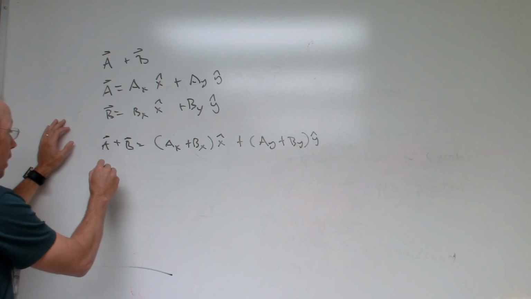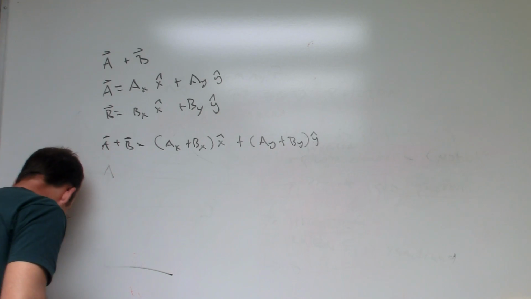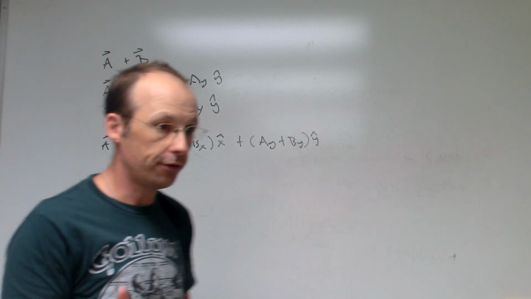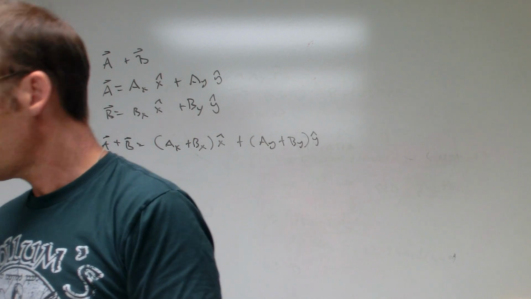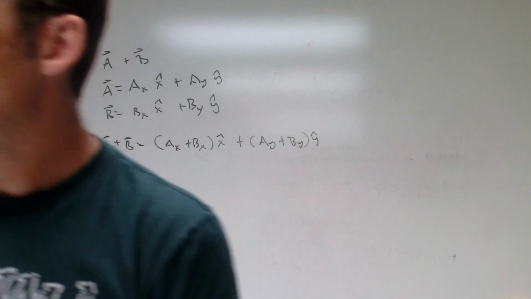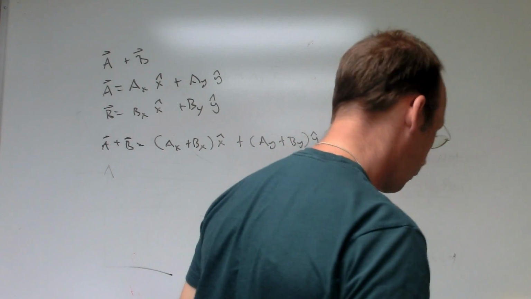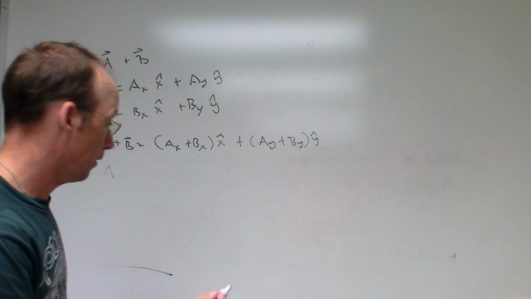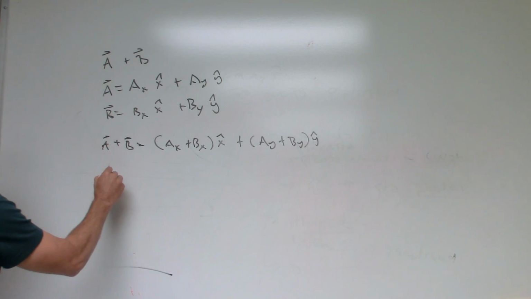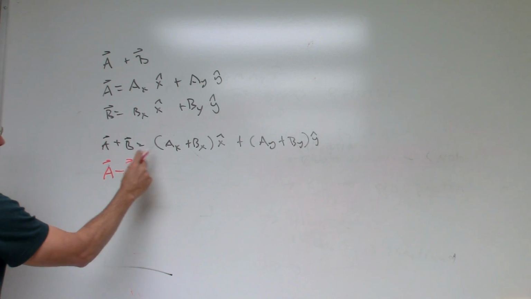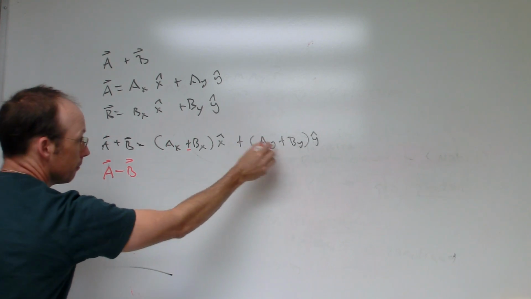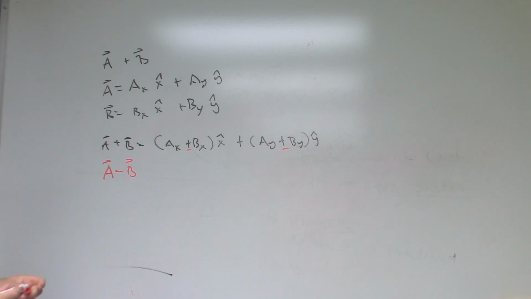If I want to do A, oh man, marker's dying. Right in the middle. Okay, I'm switching to red. I could do A minus B, and that would just put a minus there. That's it. Okay, that's vectors.